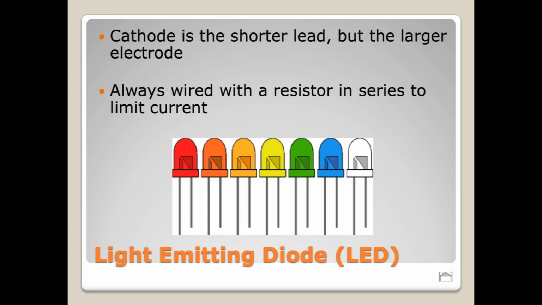So the cathode is the shorter lead. Remember, the cathode is the negative side, right? So it's the shorter lead, but the larger electrode. Let's break that down real quick. The cathode is the negative side. That's going to be our shorter lead here, right? So this is negative. It's shorter here, but it's larger inside the LED. Whereas the anode is the positive side and is always the smaller electrode inside the LED. So they're kind of backwards from each other in that regard.